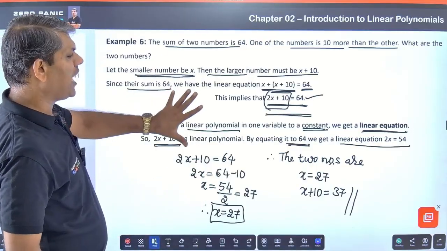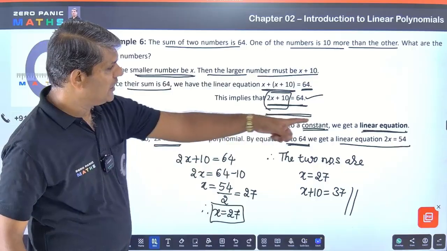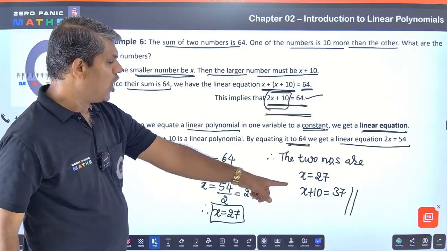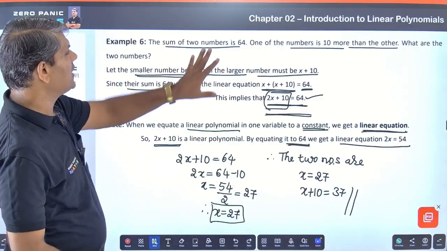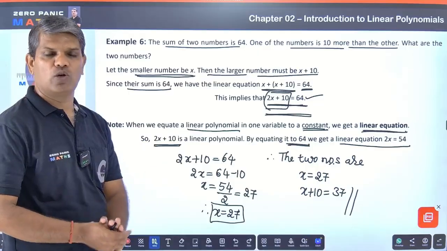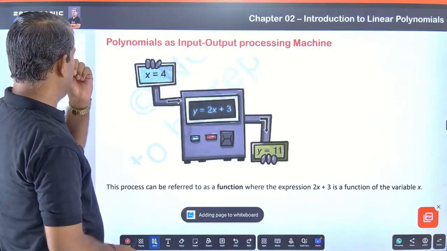So this example actually explains to us what a linear polynomial is, what a linear equation is, and how to solve the linear equation to get the exact value of the variable in that polynomial. Understood this? Okay, now let us see.